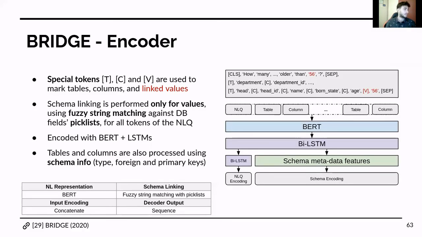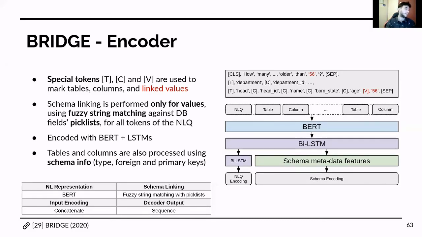So Bridge is another system that works on Spider. What is very interesting about Bridge is that it has a sequence-based decoder, besides all the drawbacks that we have discussed. So we're going to see how it manages to maybe handle these drawbacks.